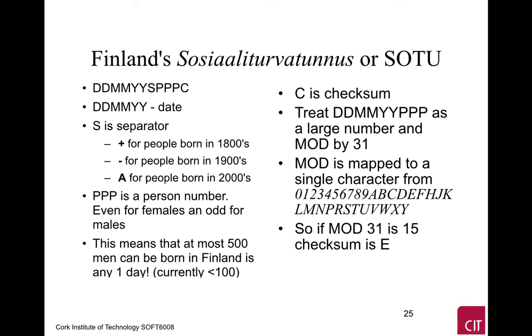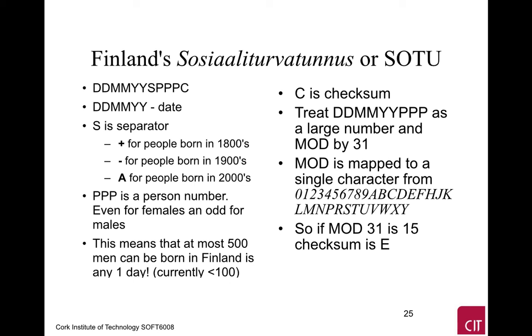You put those together and you treat that as a large integer and you do a mod 31. That's going to give you a value between 0 and 30. Then this maps to this sequence of characters here. So you could have a 0, a 1, a 2, a 3, and we have A, B, C, D, E, F. Notice there's some missing. It doesn't go A, B, C, D, E, F, G, H, I, J, K, L, M, N, O, P.